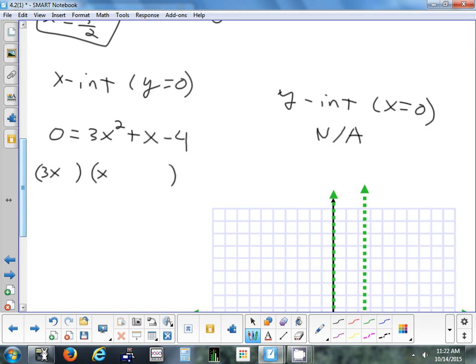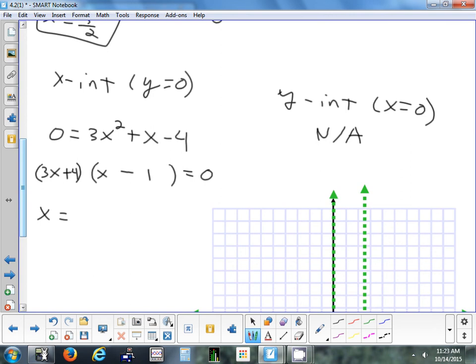So we have 3x and x. Okay, we're going to have 1 plus and 1 minus. And we could try 1 and 4. Let's see. Gives me 3x minus 4x. Is that what I wanted? No, just switch the signs. Let's try this. Now we get negative 3x plus 4 is 1. Yeah, we're good.